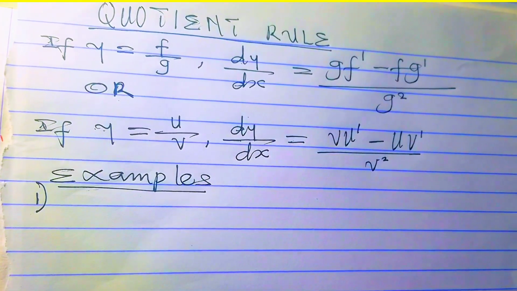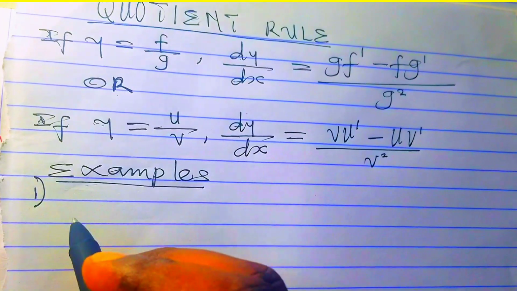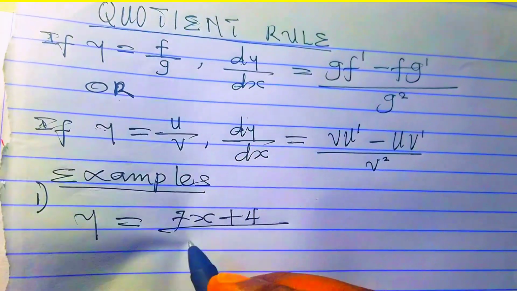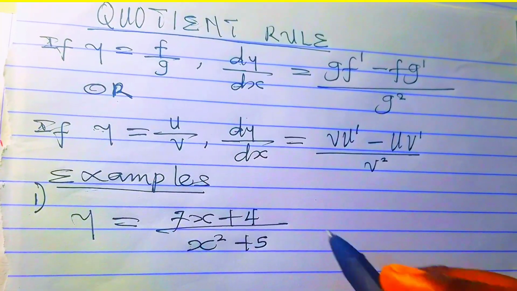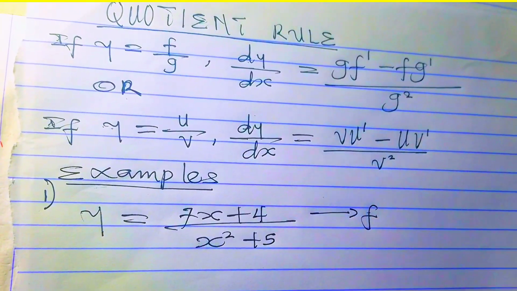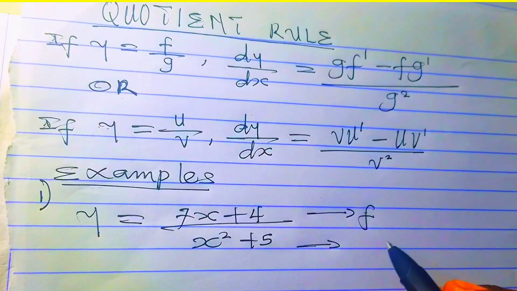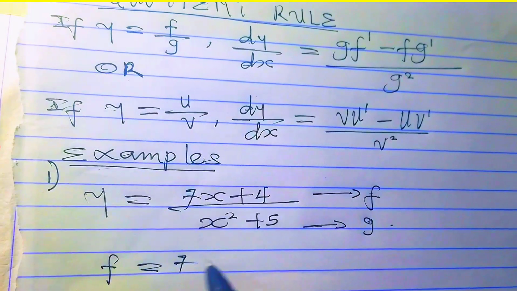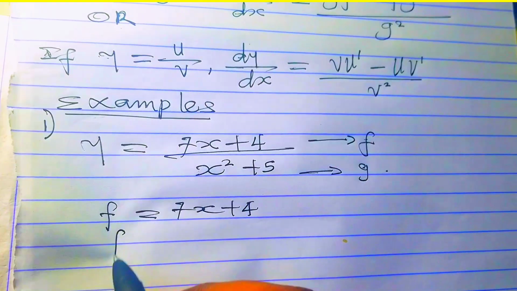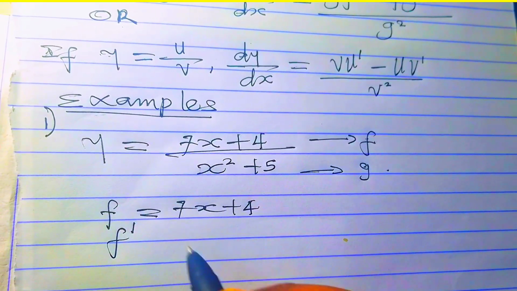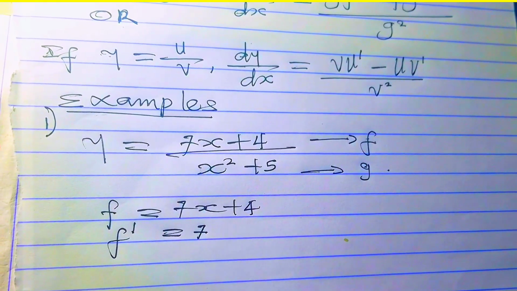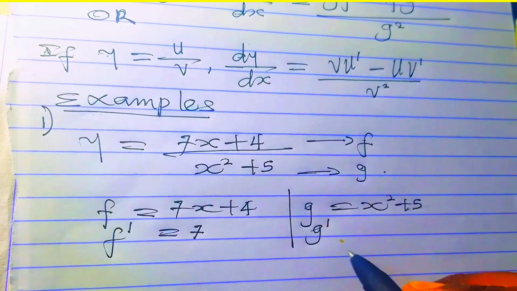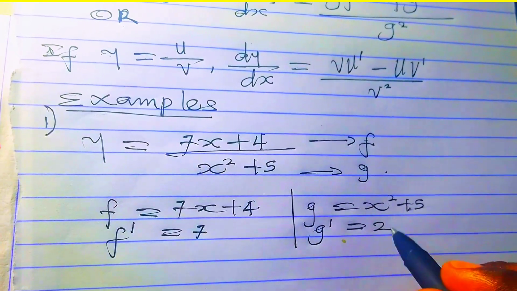So let's just set out to solve some given examples. Number one, if we're given y equals 7x plus 4 over x squared plus 5. We can term the numerator f so that we can follow the concept of quotient rule, and then we tag the denominator to be g. In this case, our f is going to be 7x plus 4. So f prime, that's to differentiate 7x plus 4, is actually going to give us 7. And then our g is equal to x squared plus 5. In this case, g prime, the differential value of g, is going to give us 2x.